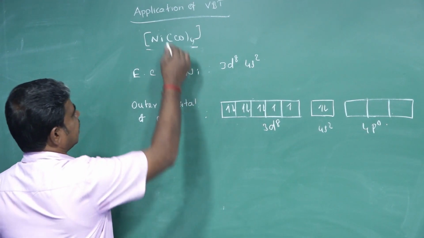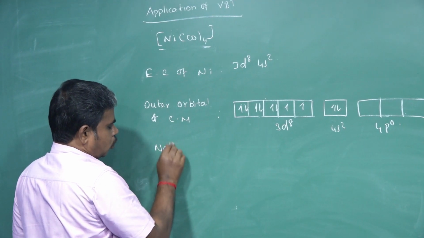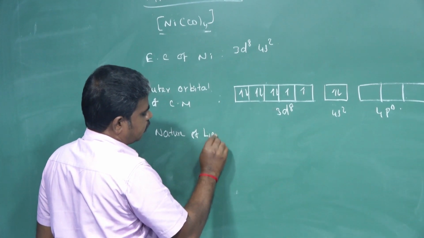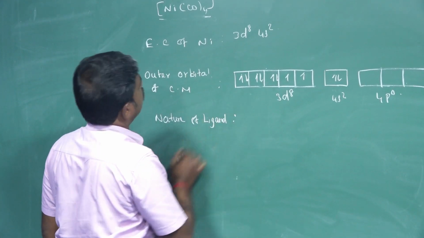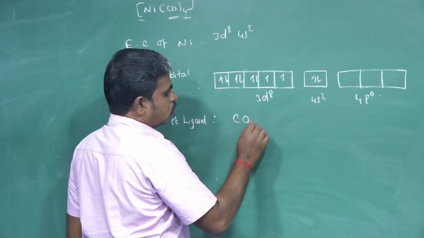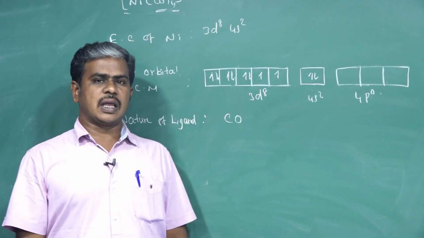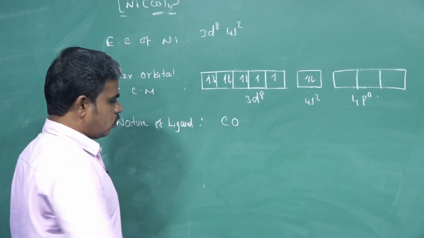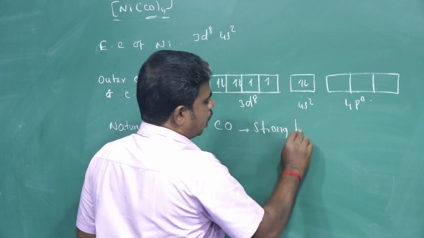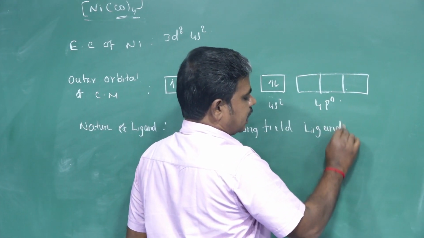And we take the next one: the nature of ligand is noted. What is the ligand here? It is CO. Here CO is the ligand, and we consider whether it is a strong field ligand or a weak field ligand. CO is a very strong field ligand.